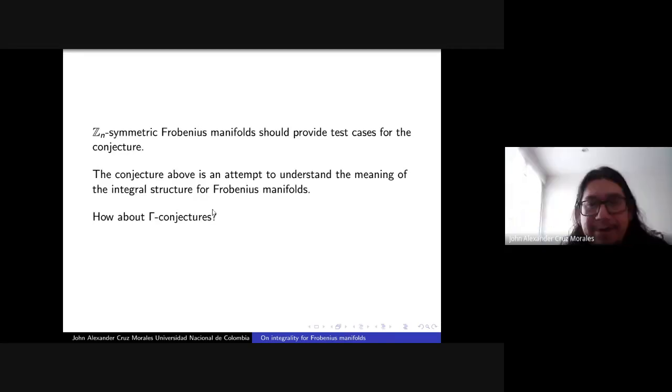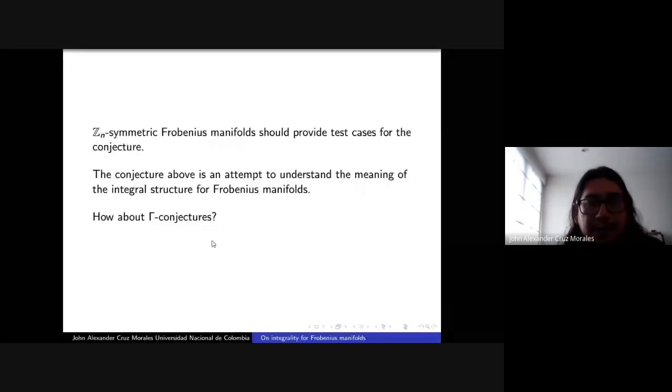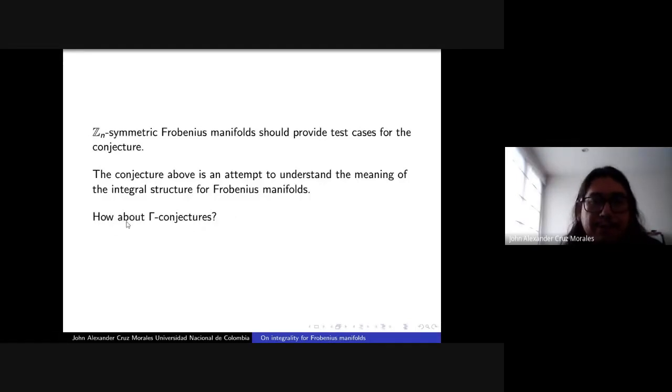These conjectures have been proved by Iritani, Golyshev and Galkin for the case of projective spaces and also for Grassmannians, but for other cases are still open. There is a work by Golyshev and Zagier for some threefolds. They also compute some parts of the conjecture for some Fano threefolds.